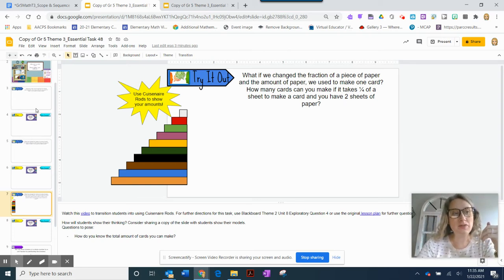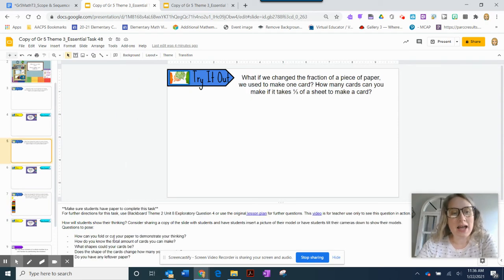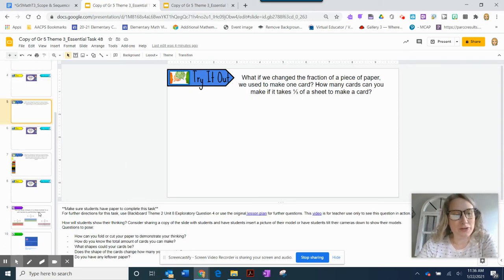So we're going to transition from paper folding to Cuisenaire rods. Once again, there's a video here to help you make that transition to Cuisenaire rods. You can use these Cuisenaire rods to show the amounts. Students can also use their new printable Cuisenaire rods to help show their amounts, whatever works for you and whatever works for your students. Just note that there's a bunch of notes down here for you and for your students.